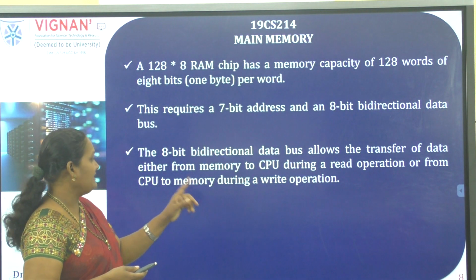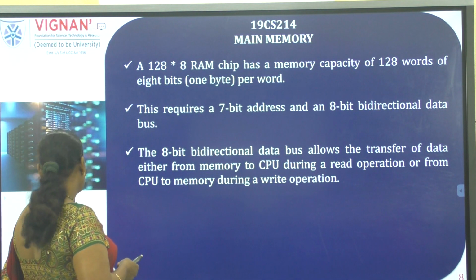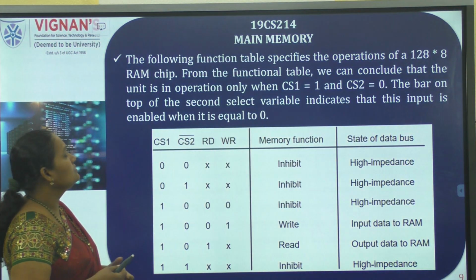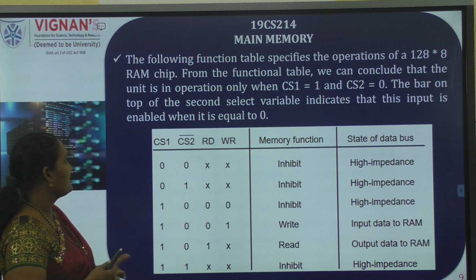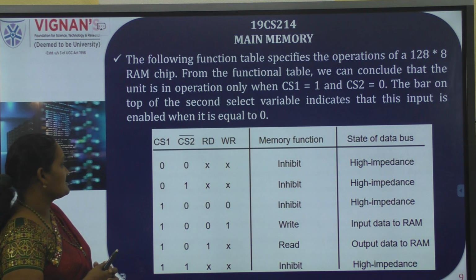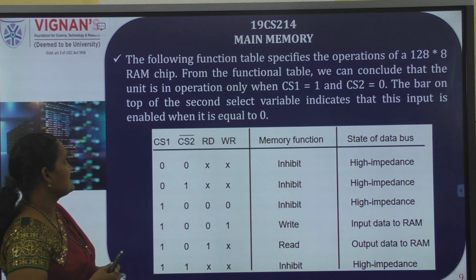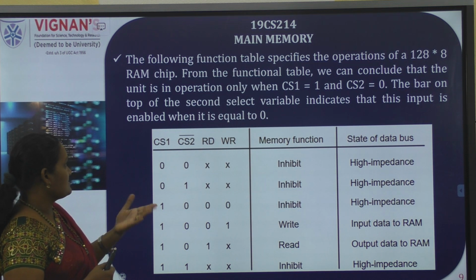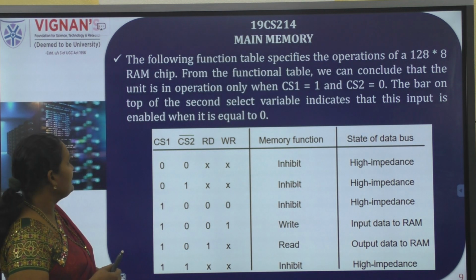During a write operation, it transfers the data from CPU to memory. Now, coming to the address or the functional table, how that memory chip works. Let us see the operations that we can implement on the 128 by 8 RAM chip.